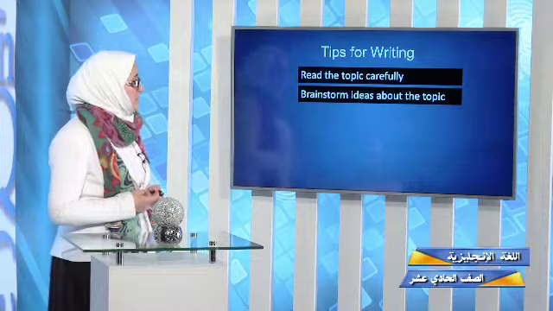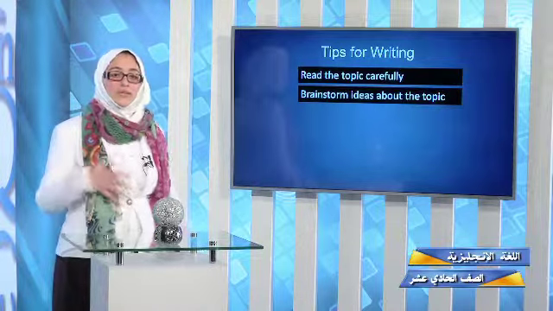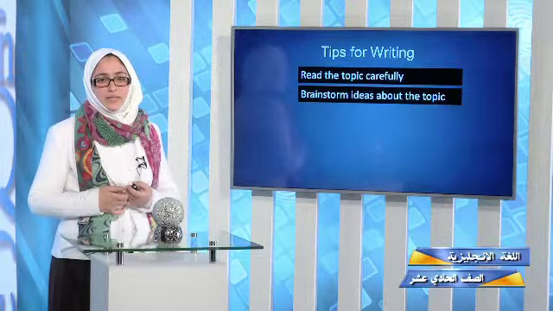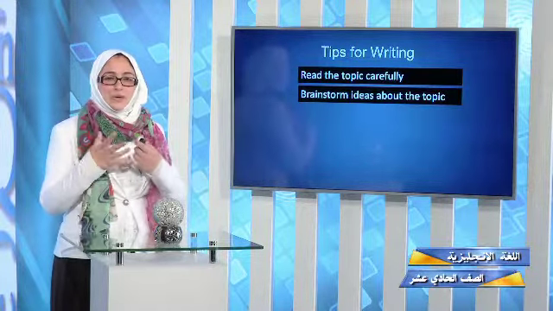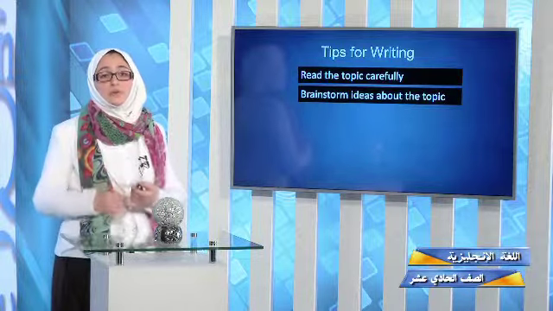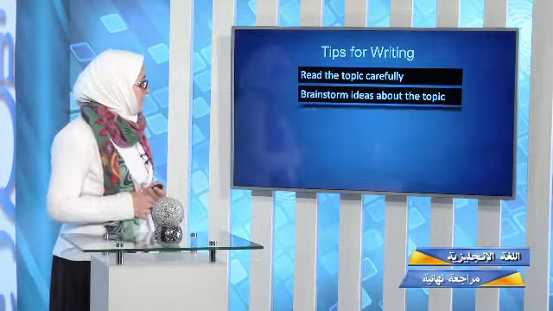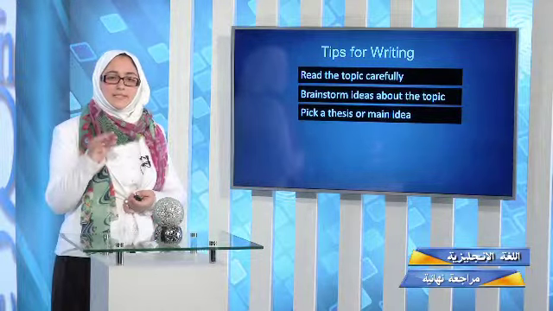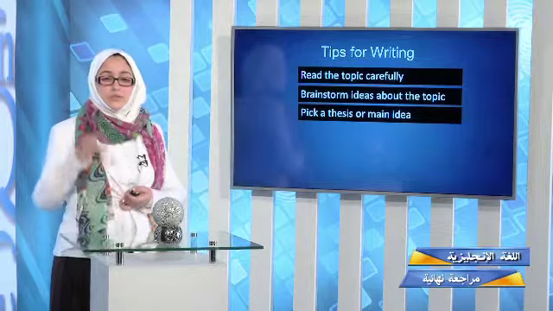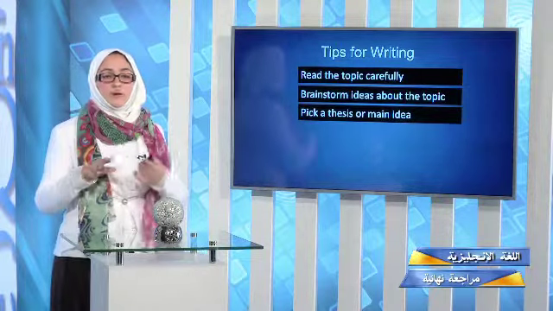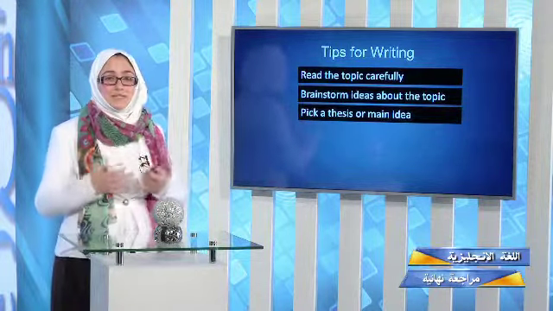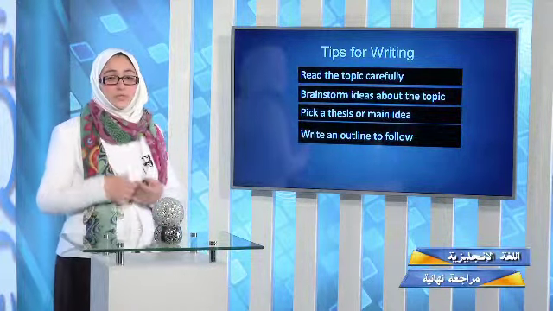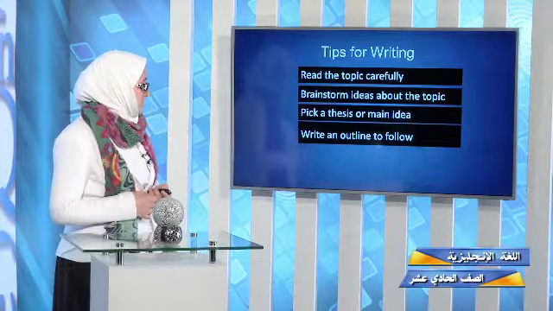Next, brainstorm some ideas about the topic. So before even writing the composition, you need to brainstorm some ideas and include them in the outline. Think about some ideas that are related to the main topic and use the helping words to do that. Next, pick a thesis or a main idea. You need to have a main idea to start the body with. You start with the introduction, of course, and then move into the body, and this is where you have your main idea. Next, you will be writing an outline to follow, which we'll be showing you in a moment.